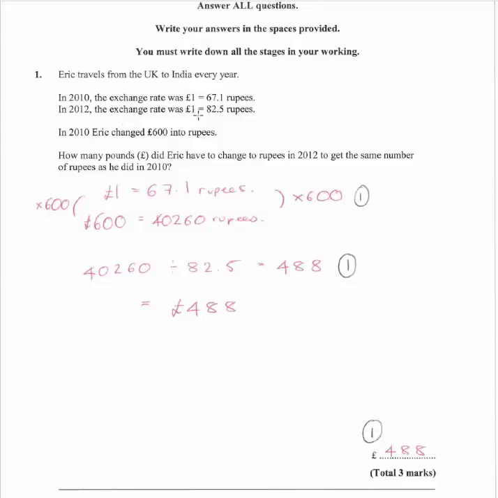Well, in 2012, 82.5 rupees makes a pound. So if we divide this amount of rupees he had before by 82.5, we get 488, and lo and behold, it's less than 600, so we know we've done it right. £488 is what he needs, and he needs less money because he gets more rupees for his pound in 2012.